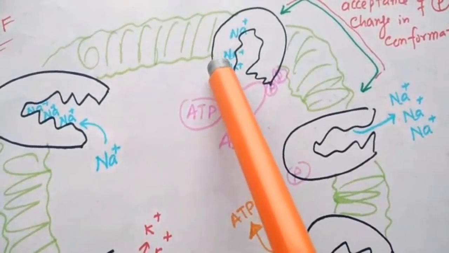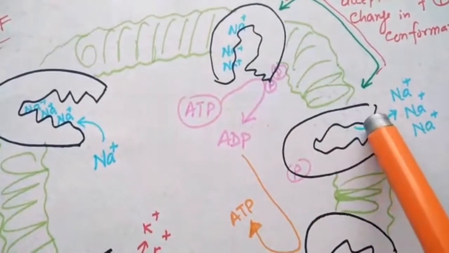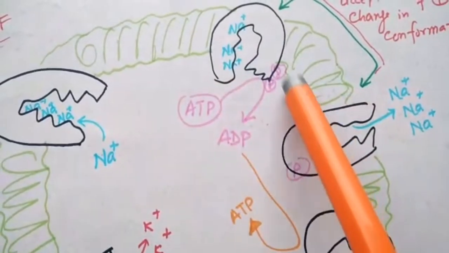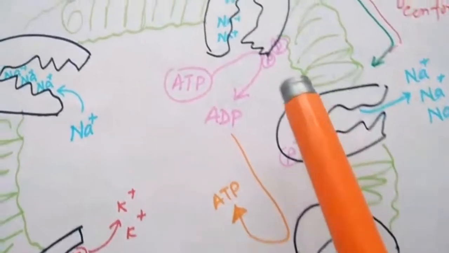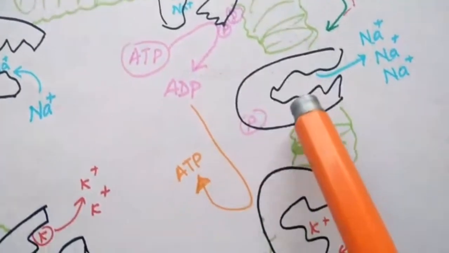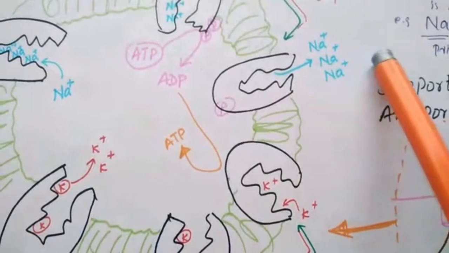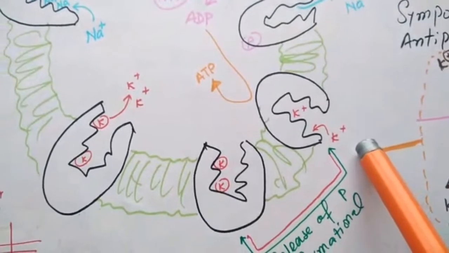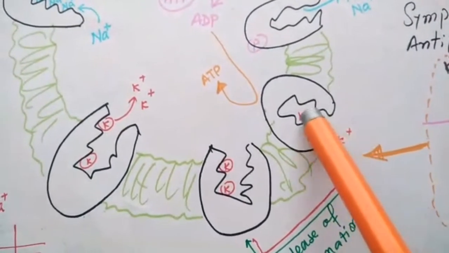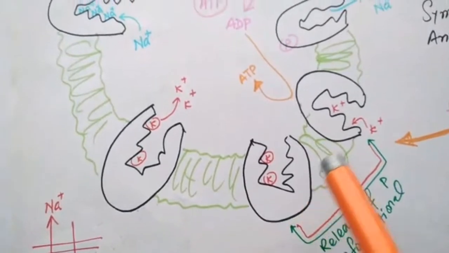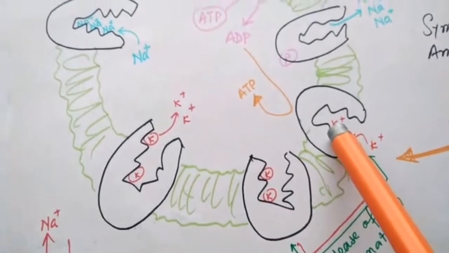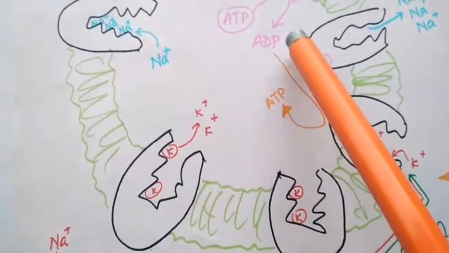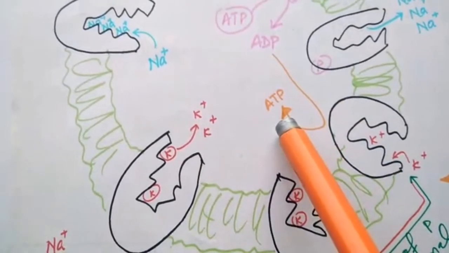Before the phosphorylation, this was in this position. After phosphorylation, its position is changed toward the outside. This is known as conformational change. When there is a conformational change after phosphorylation, the sodium is released outside the cell into the extracellular fluid. Now, from the extracellular fluid, the carrier is loaded with potassium. When this protein is loaded with potassium, it releases its phosphate group, converting ADP again into ATP.